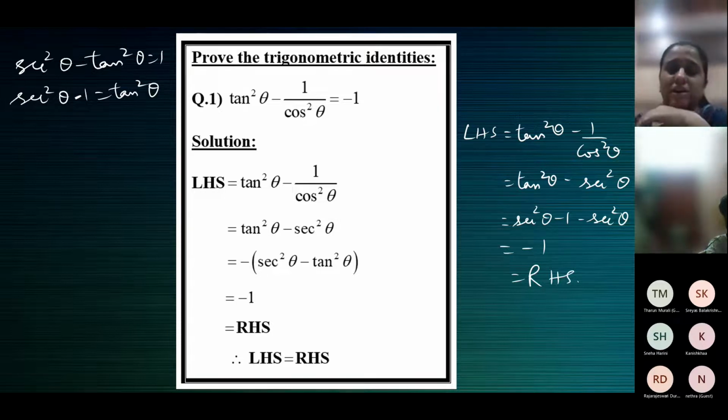So this is an alternate method. You can also do it like this. So what is the alternate method?